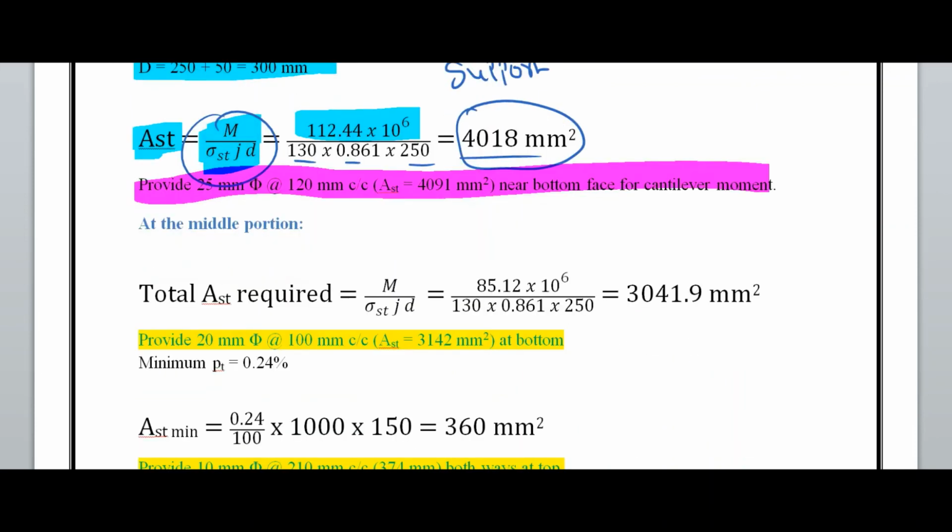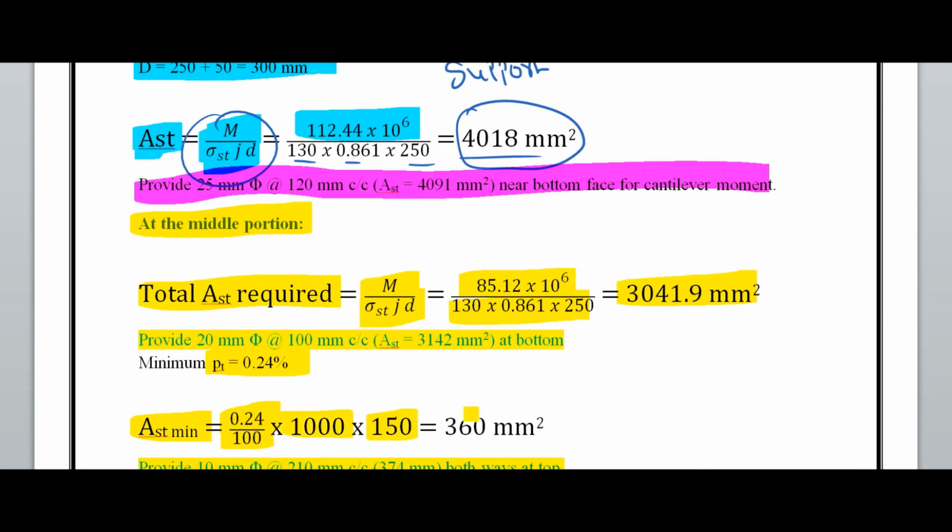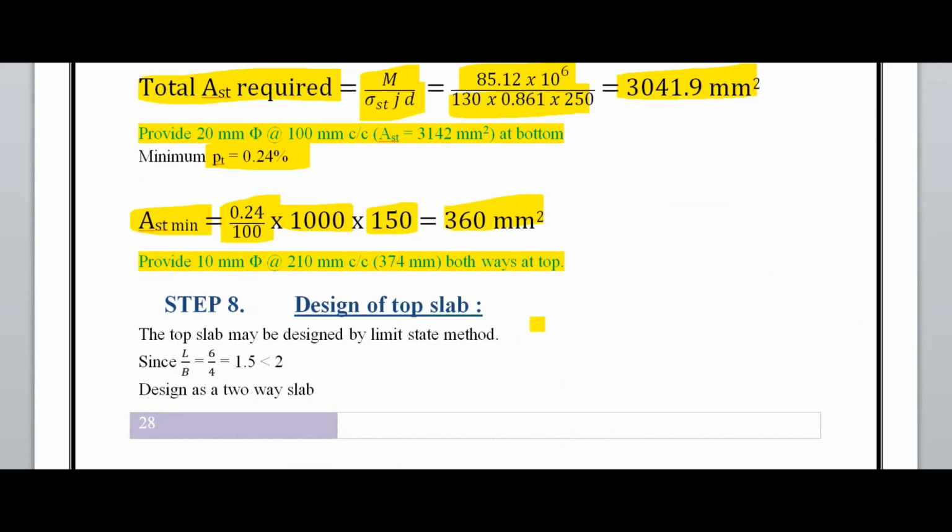Now at middle portion. So total AST required is M divided by sigma ST J into D. So here at the middle portion moment is 85.12, which is maximum. So 3041.9 mm square. So PT is 0.24%, AST is 0.24 divided by 100 divided by 1000. So 360 mm square. So minimum PT is completed.